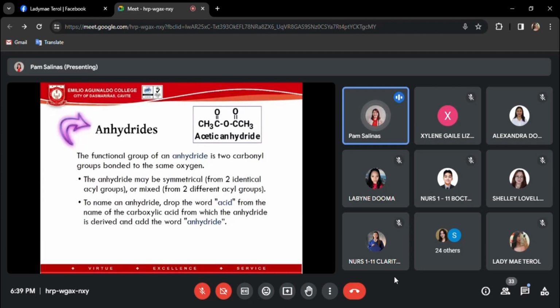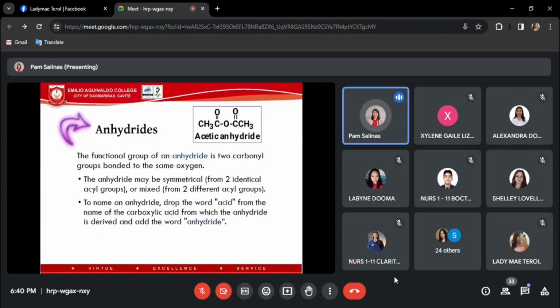In order to name an anhydride, you just have to drop the word acid from the name of the carboxylic acid from which the anhydride is derived. Originally, we just have acetic acid here. But since it already consists of two carbonyl groups, it is already acetic anhydride. Okay, acetic anhydride. So that's the first one, anhydride.